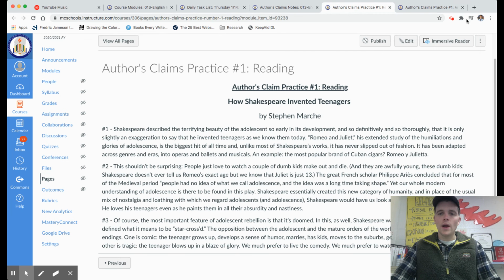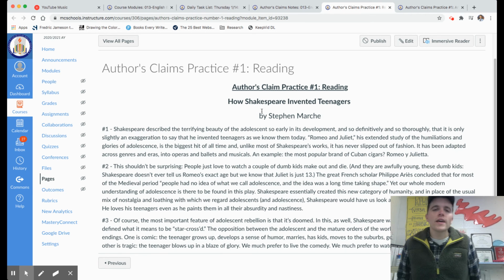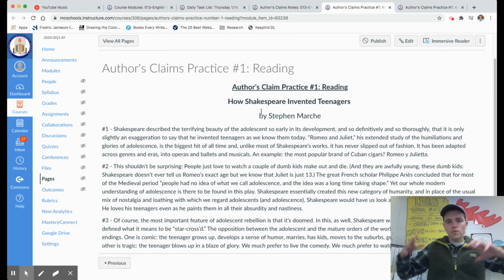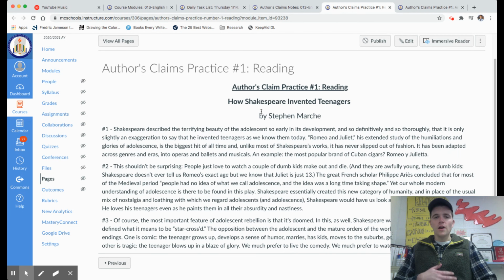Here's how I'm going to let you practice this skill. I have a short three paragraph text for you, and it's called How Shakespeare Invented Teenagers. Now, Romeo and Juliet is, of course, about two teenagers. Romeo, we don't actually know how old he is, but we do know that Juliet's 13, and they're both teenagers. So this idea of teenagers being moody and in love and all these kind of stereotypes, Shakespeare is one of the first people to write about teenagers and to portray them in this way. Therefore, this text speaks to that.